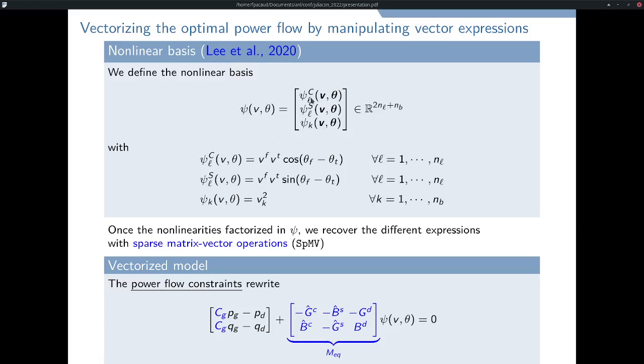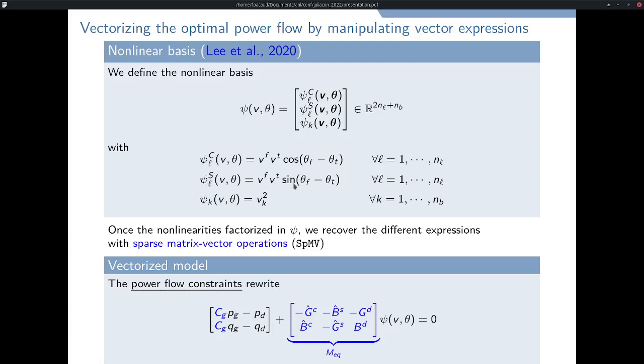The intuition is we factorize all the nonlinearities in the problem inside the nonlinear basis. And at the end, once we have evaluated the nonlinear basis, we get a large-scale vector with a dimension equal to 2 times the number of branches plus the number of buses in the network. The advantage of the basis is we have to evaluate this expensive cosine and sine term only once.